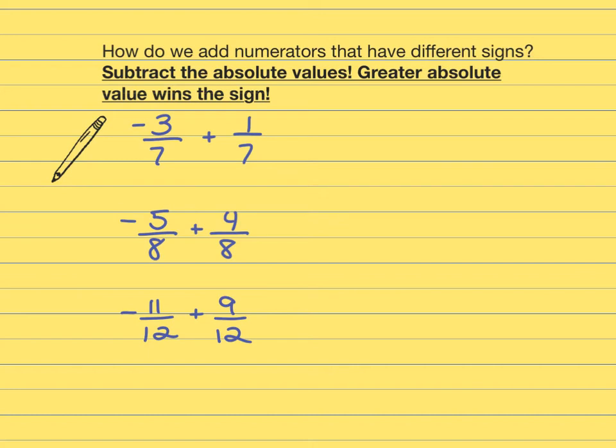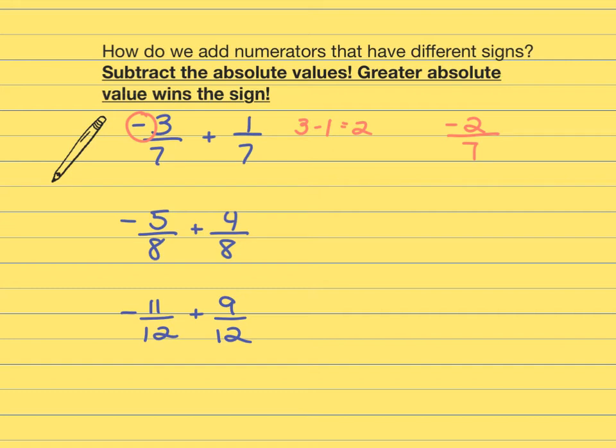We are going to find the absolute value of -3, and we're going to subtract it from the absolute value of 1. 3 take away 1 equals 2. -3 has the greater absolute value. So our answer is -2, and we have the same denominator, 7. -2/7.